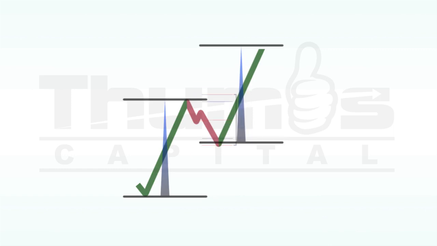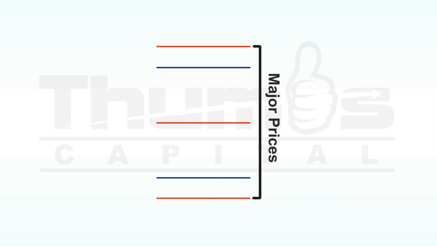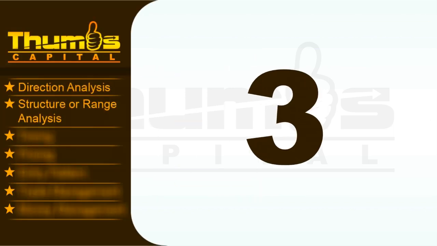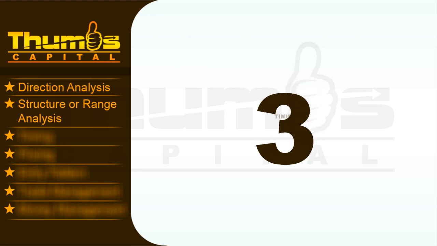Here at Tom's Capital, we use EBITDA major prices for our range and target. If you don't know what EBITDA major prices are, that means you haven't seen our video on EBITDA prices or you didn't watch the video to the end. If that is your case, you need to go back to the video, watch it again to understand the concept and how it's applied. The third element of a professional trading plan is timing.